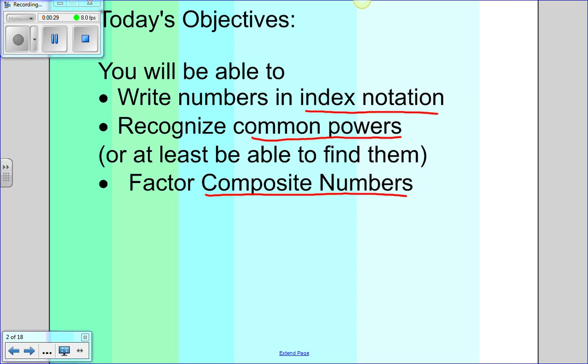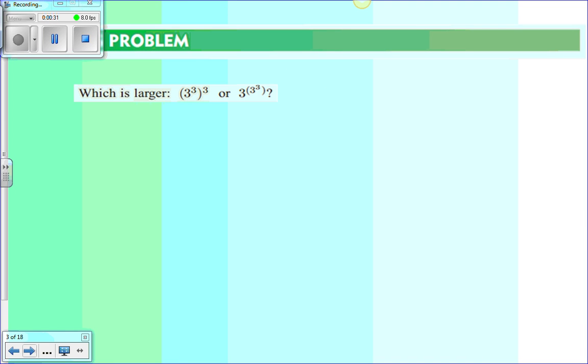So, let's start off with this opening problem. Which is larger, 3 cubed to the power of 3 or 3 to the power of 3 cubed? You may want to pause the video for a moment just so that you can try out these problems.